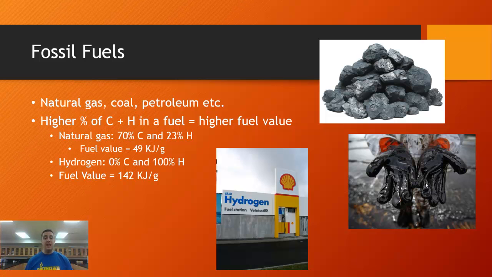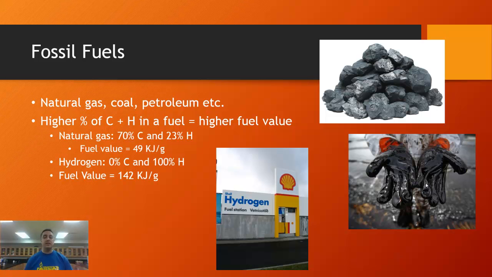Hydrogen, though, if you look at that, which is 0% carbon and all 100% hydrogen, since it's called hydrogen, its fuel value is 142 kilojoules per gram. A lot more energy per gram comes from hydrogen than comes from natural gas or any other fossil fuel, which is why we really want to be able to figure out a way to use hydrogen as a fuel source. You get so much more energy for the same amount of mass, and as a result, you also don't send all these other pollutants into the environment.